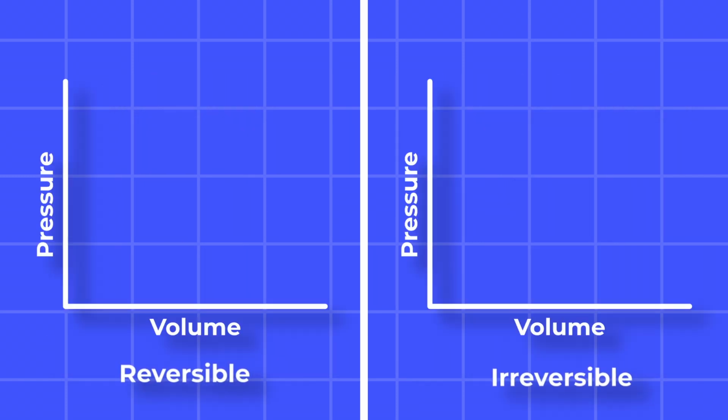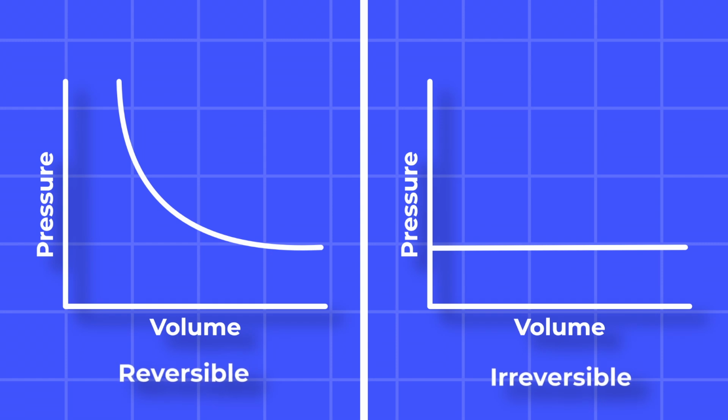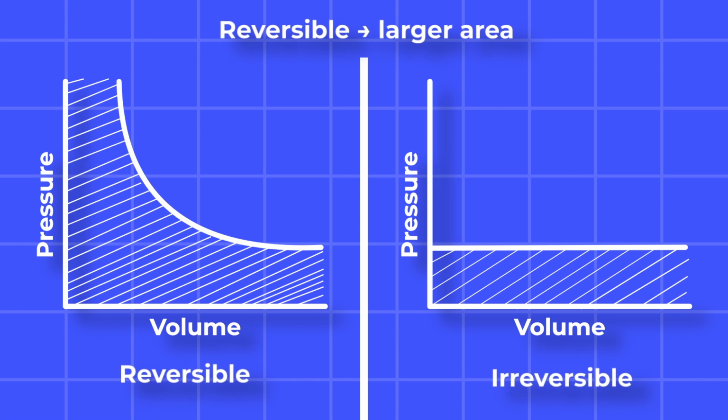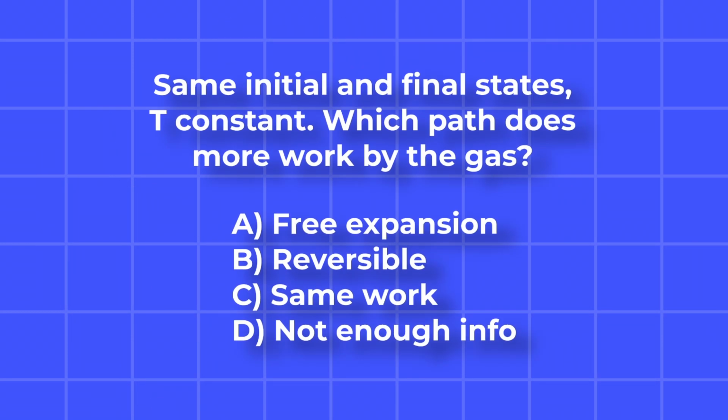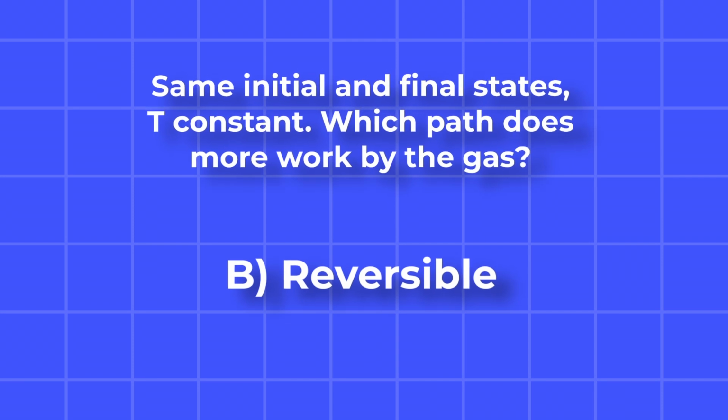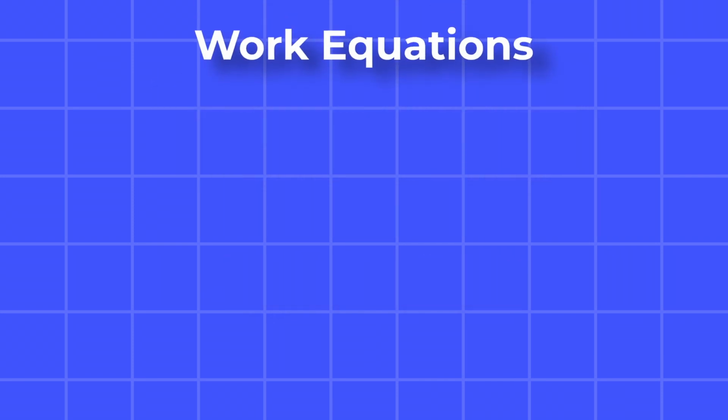On a pressure-volume diagram, the work done by the gas is the shaded area under the path. The reversible isotherm hugs a higher pressure at every intermediate volume, so its area and the magnitude of the work is larger than for any comparable irreversible path with the same endpoints. So returning to our quiz, the slow, reversible expansion does more work by the gas. That's choice B. Now let's build the actual work equation.